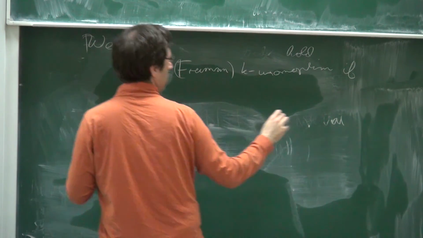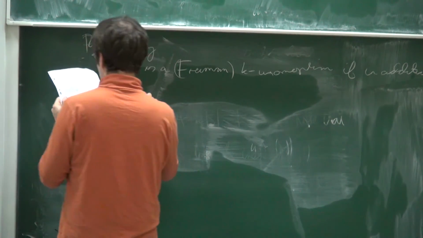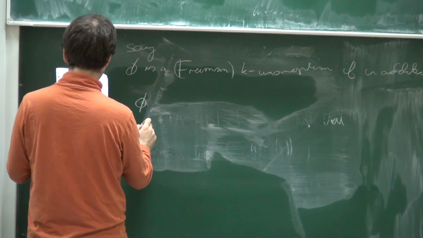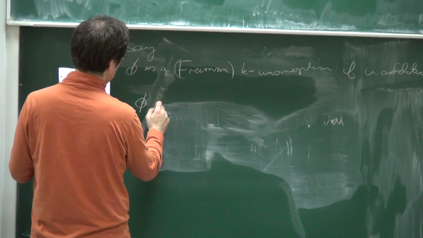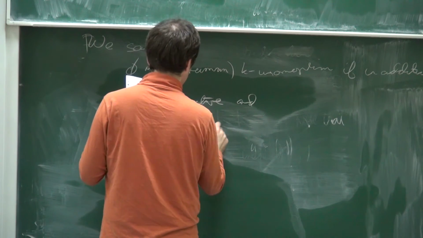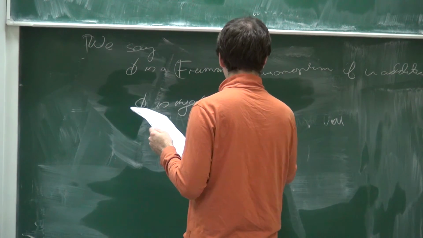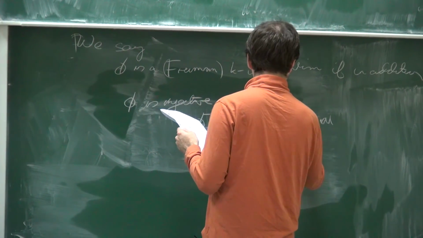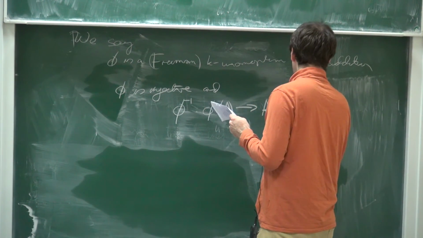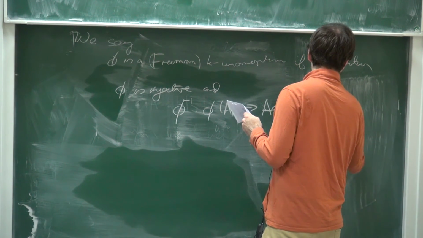if, in addition, meaning also, phi is a bijection, so phi is injective, and the inverse of phi, from phi(A) to A, of course in G, is also a Freiman k-homomorphism.